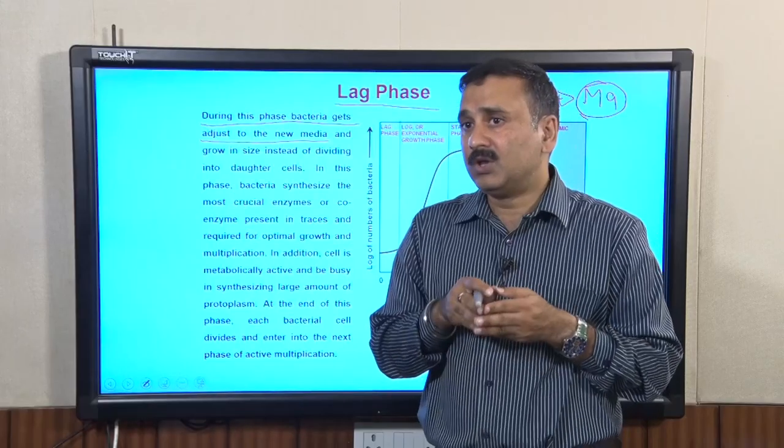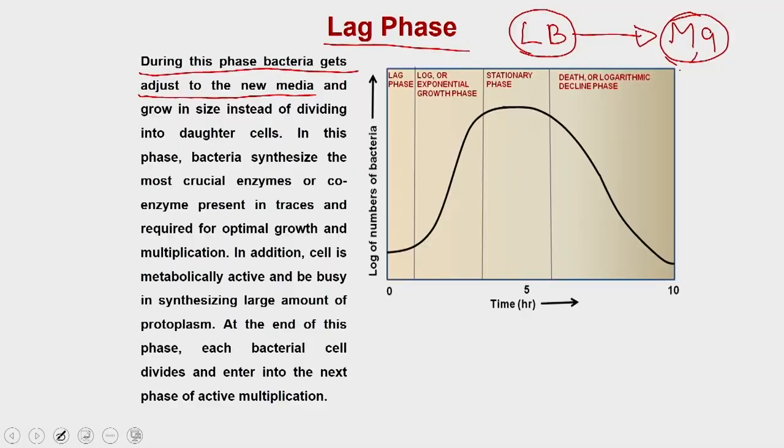But it is not true that if you do the reversal, for example, growing bacteria in M9 media and then adding them to the LB media, there will be no lag phase. There will still be a lag phase, because the bacteria have adopted biochemical reactions according to the M9 media, but now you have put them into a rich media called the LB media. Once it reaches the LB media, it may not require those biochemical reactions which it was running in the M9 media.